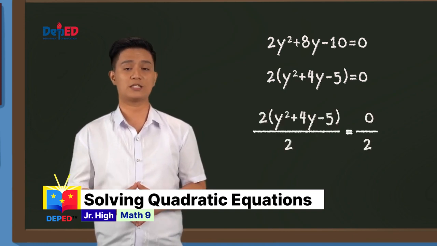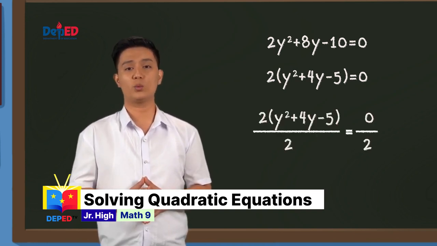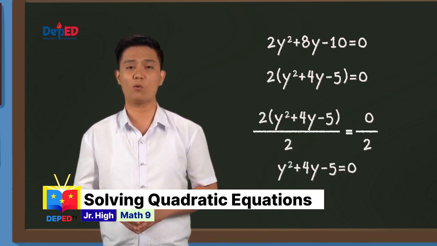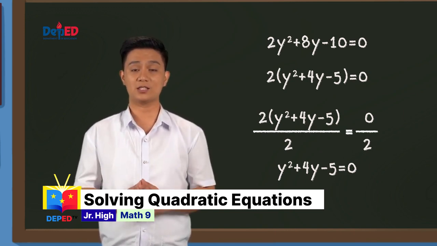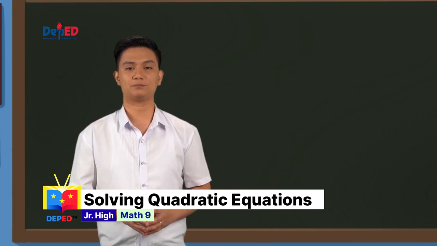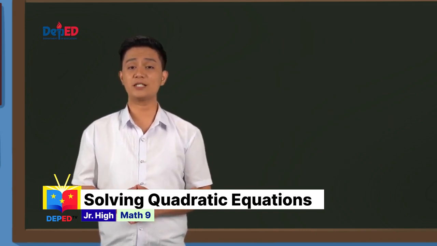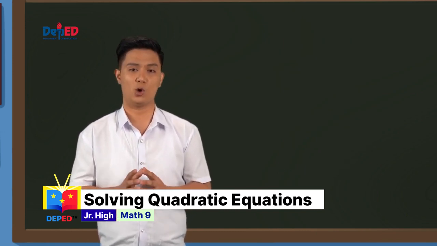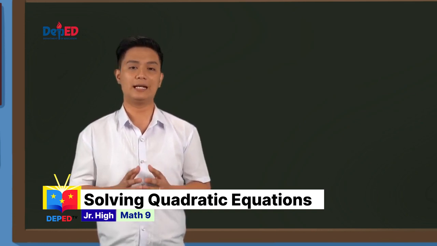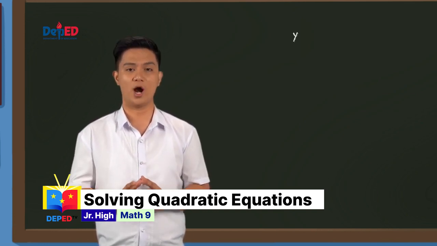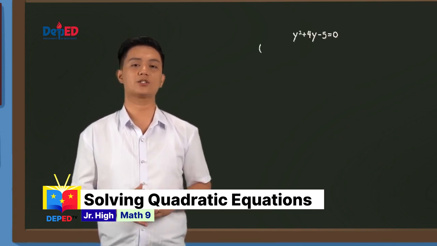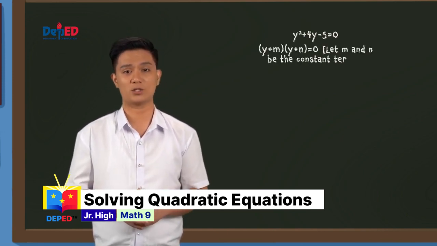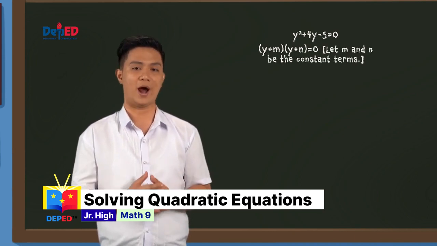By dividing both sides by 2, we are left with a trinomial y squared plus 4y minus 5 on the left side of the equation, and this we have to factor. The factors of this trinomial must be two binomials, since the leading coefficient is just 1. So we are sure that the first term of each factor is just the square root of y squared, which is y.